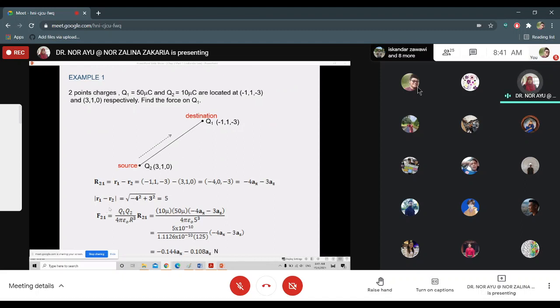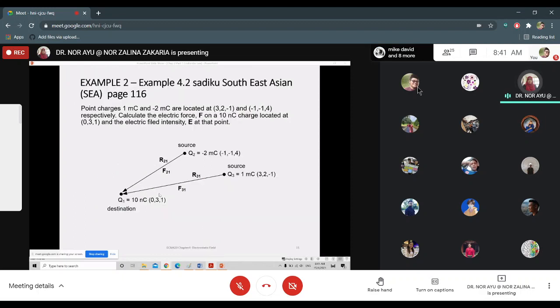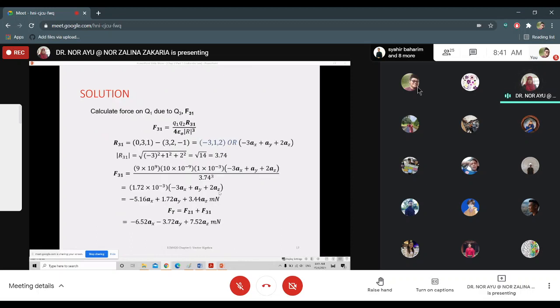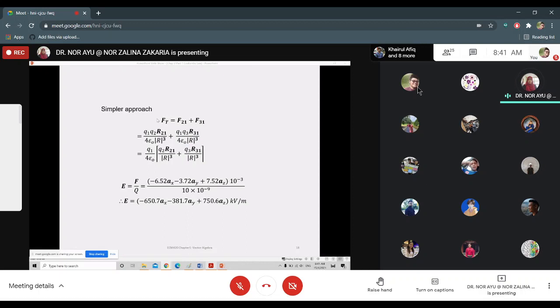Okay, you find F21 first until it's finished, and then next you find F31, until it's finished, and then lastly you just sum up both of the forces, which are F21 and F31, or you can do it by summing up everything together like this. Let's say this is Ft equals F21 plus F31. You know that the equation for force will be Q1, Q2, R21 divided by the value here, the parameters here, and the same goes for F31.